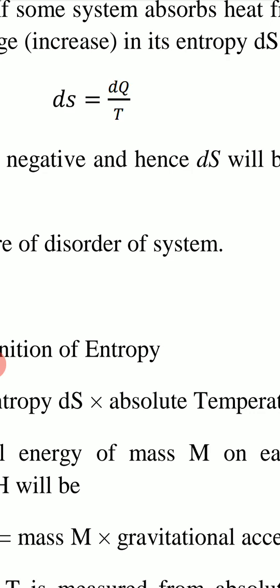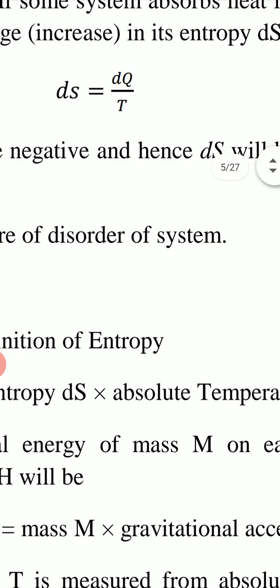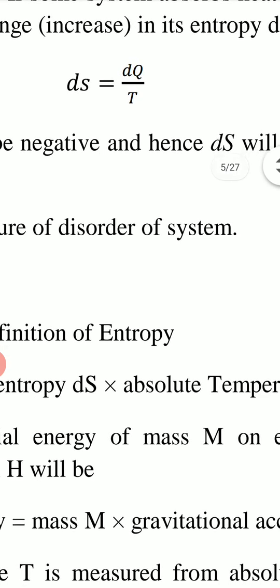dq is the heat absorbed by the system at absolute temperature T. So, if at absolute temperature T some system absorbs dq heat, then change in its entropy ds is given by dq upon T. This is for reversible process.